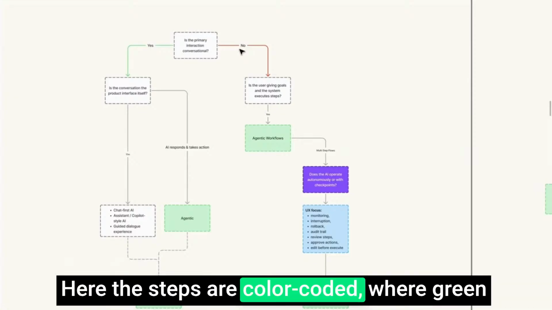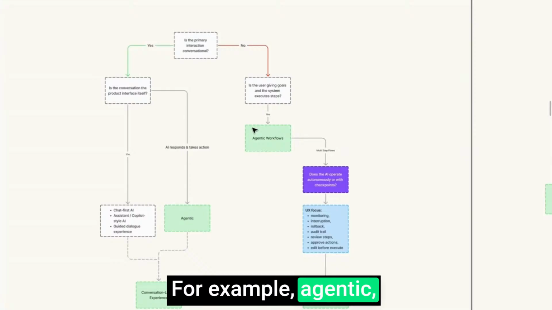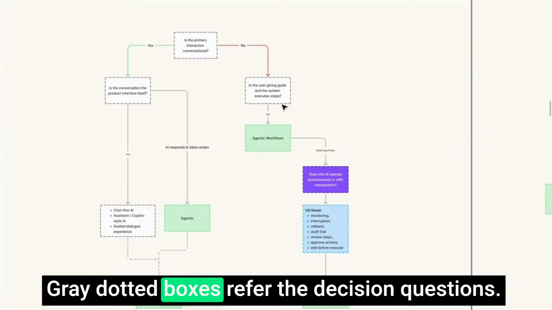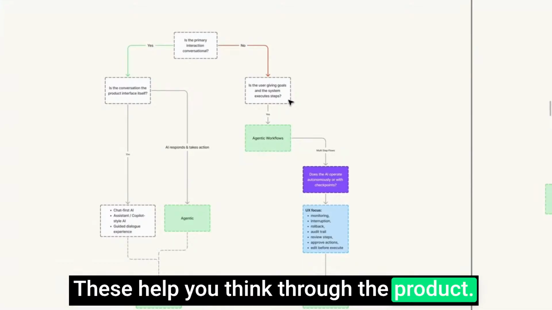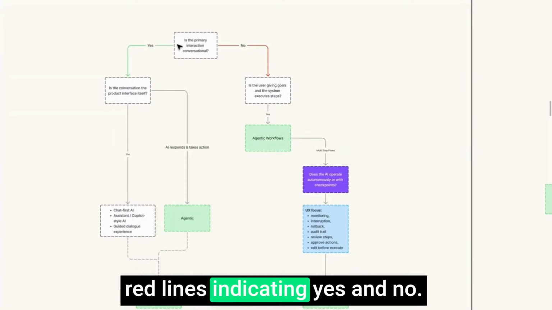Here, the steps are color coded, where green refers to the final AI mode or outcome. For example, agentic, conversational, predictive, etc. Gray dotted boxes refer to the decision questions. These help you think through the product. And then there are green and red lines indicating yes and no.